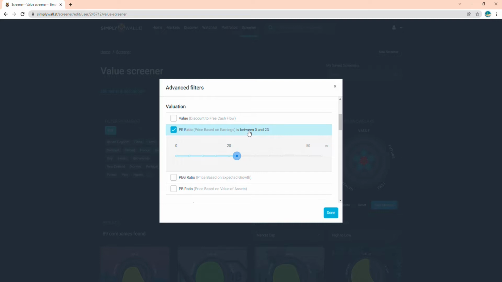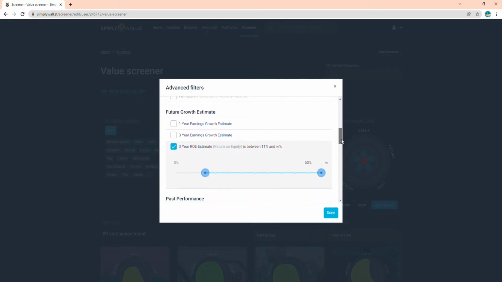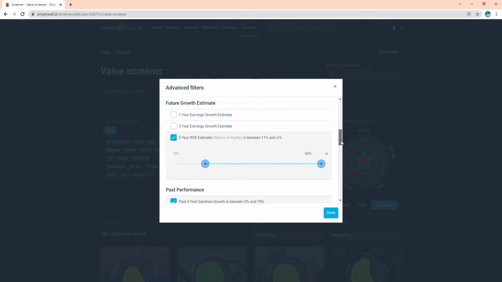So I like to have a P/E ratio of between 0 and 23, maximum 23. This can vary per industry or per company. For companies with very optimistic and huge growth, you're expected to pay a premium, but in general, between 0 and 23. Then there's the future growth estimate and return on equity, which I like to be at least 11%. That's how well the company uses the equity at its disposal. So at least 11% for the last 3 years.